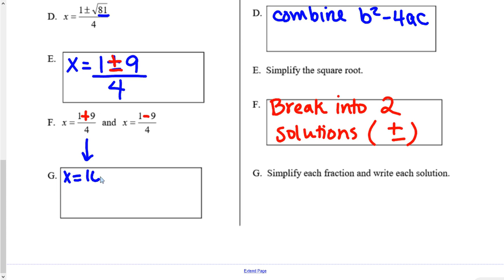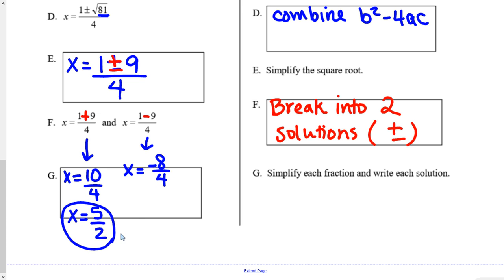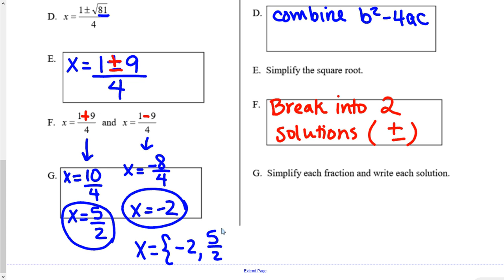1 plus 9 is 10, and 10 over 4 is equal to 5/2. That's a much nicer answer than the plus or minus. 1 minus 9 is equal to -8, and -8 over 4 is equal to -2. So the two solutions to this quadratic equation are x equals 5/2 and x equals -2. We also could have written this like a solution set with a -2 and a 5/2. Doesn't really matter to me which way you write it.